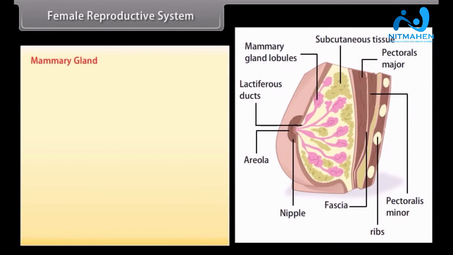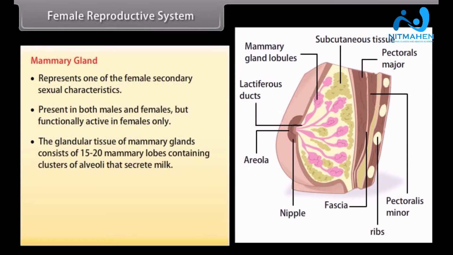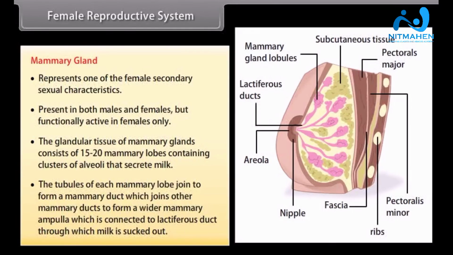Mammary gland represents one of the female's secondary sexual characteristics. Present in both males and females, but functionally active in females only. The glandular tissue of mammary glands consists of 15 to 20 mammary lobes containing clusters of alveoli that secrete milk. The tubules of each mammary lobe join to form a mammary duct, which joins other mammary ducts to form a wider mammary ampulla, which is connected to the lactiferous duct through which milk is sucked out.